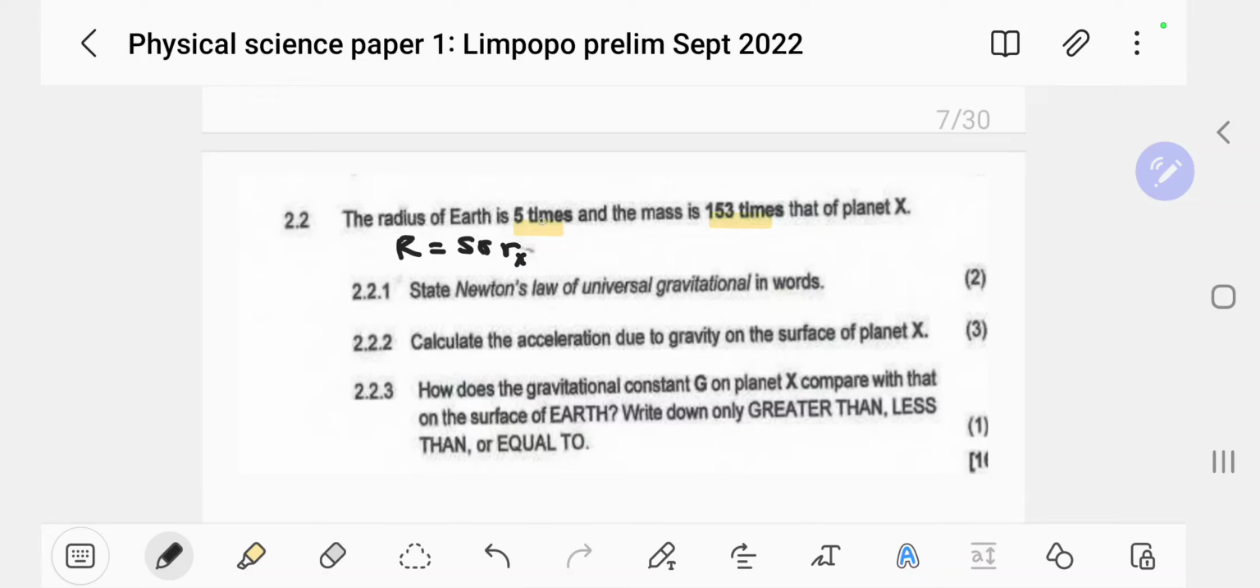If you want to solve for the radius of this planet, you can say the radius of planet X is basically the radius of the Earth divided by 5, isn't it? That is the most important part.